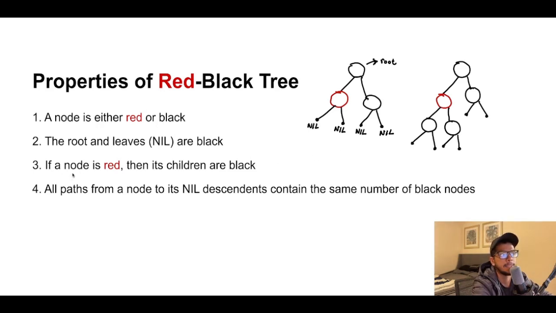The third property is that if a node is red, then its children are going to be colored black. In other words, if a node is red, it cannot have red children. And the fourth and final property is that all the paths from any node to its nil nodes have to have the same number of black nodes.